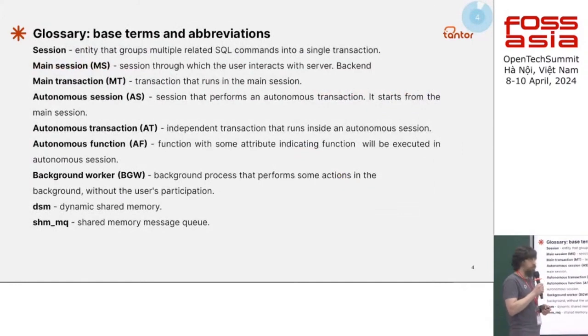So a bit of glossary. Main session is the session through which the user interacts with the server. Main transaction is a transaction in this session. Autonomous session is an independent session that is created from the main session. And autonomous transaction, AT, is an autonomous function that will be executed in the autonomous session.